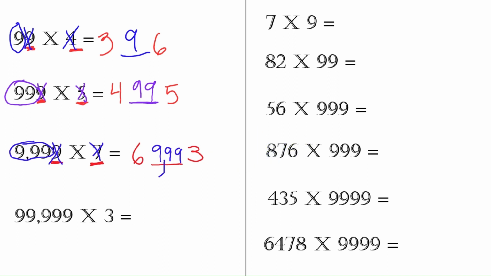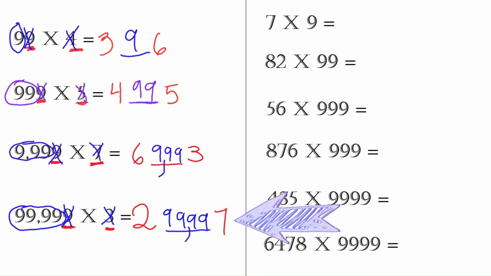Lastly, we're going to multiply 99,999 by 3. We're going to multiply this 9 by 3, which is 27. So we're going to write 27, but spaced apart, because in the center, we're going to write the unused numbers, which is 9,999. So our answer is 299,997. So this is how you do it with the first method.